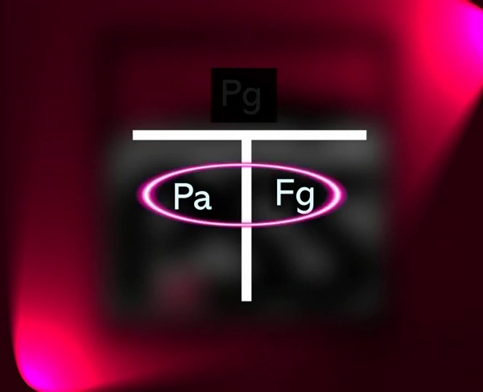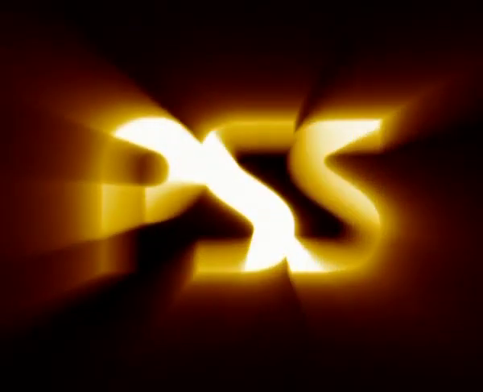If we have to calculate the partial pressure of the gas, just cover the letter PG with your finger. The letters PA and FG stay on the same level, so we can say that the partial pressure of the gas is equal to the absolute pressure multiplied by the fraction of the gas. If we are looking for the absolute pressure, just cover the letters PA with your finger. The letters PG are now above FG, so we can say that the absolute pressure is equal to the partial pressure of the gas divided by the fraction of the gas.